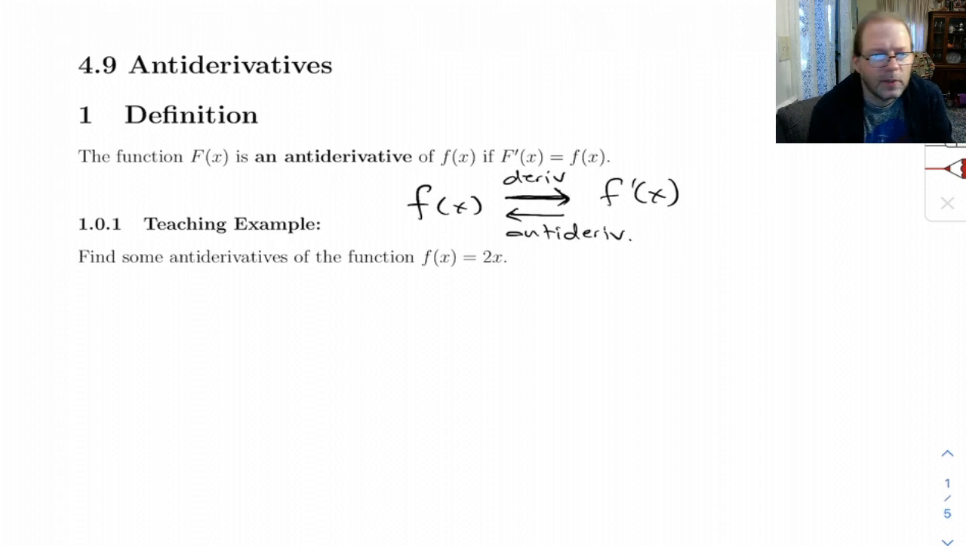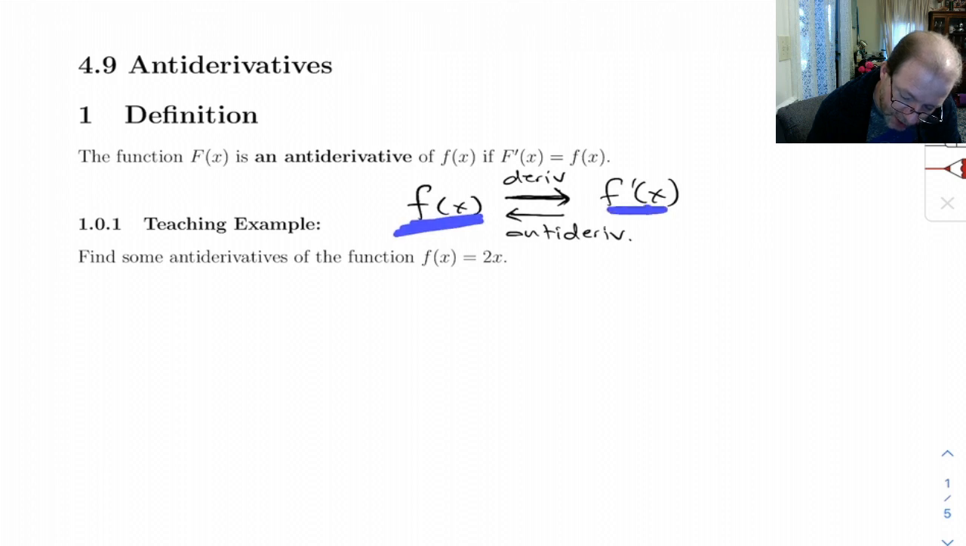So let's look at this example here. One thing about the notation, though: if we start with some function and we find its derivative, we use the prime. If we just start out with some function and we want to take its antiderivative, what we typically do is use the uppercase letter for that function, for its antiderivative. So let's look at this example.